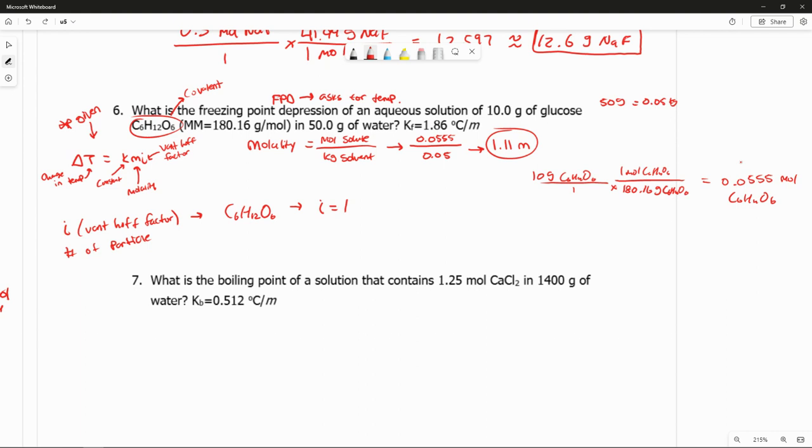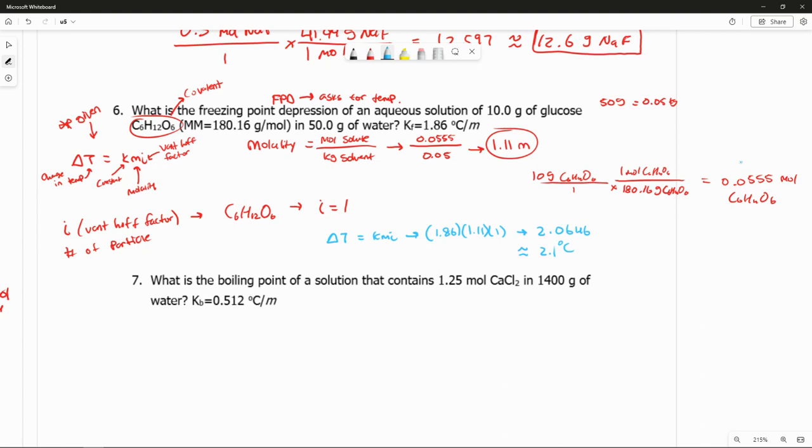Let's do it in a different color just because we have a lot of stuff going on. Delta T equals KMI. We have K value of 1.86. We have our m value, molality, 1.11. We have our I value of 1. Multiply all those three numbers we just found, and you are going to get 2.0646, which I'm going to round to 2.1, and this would be our degrees Celsius.